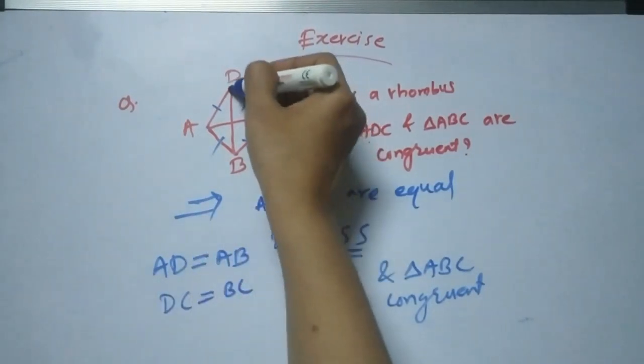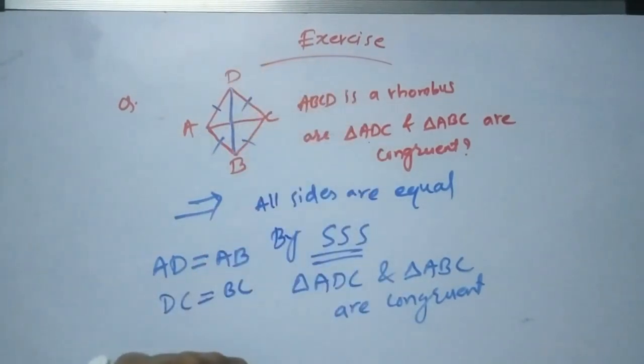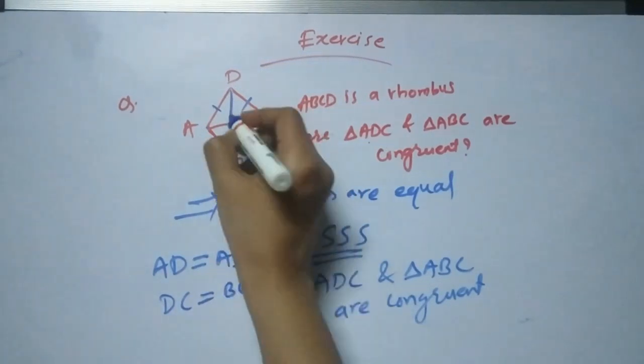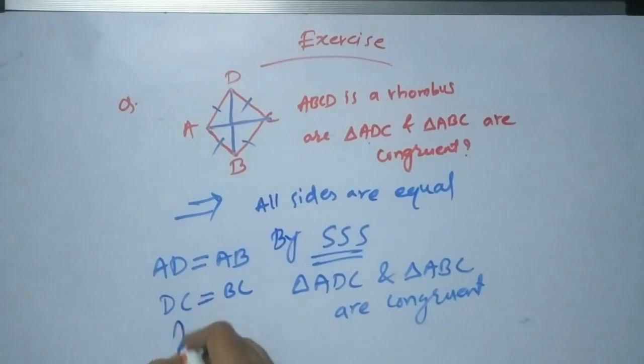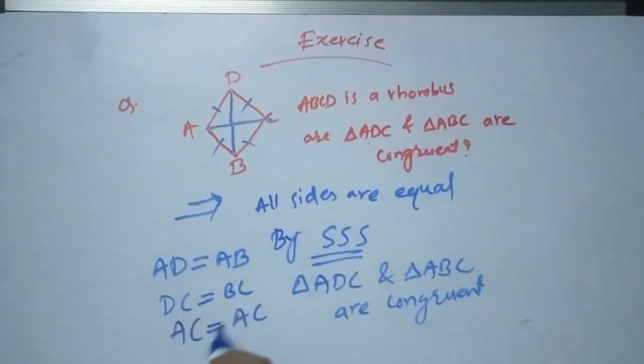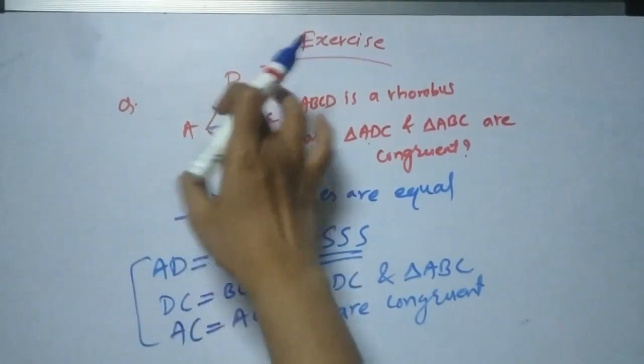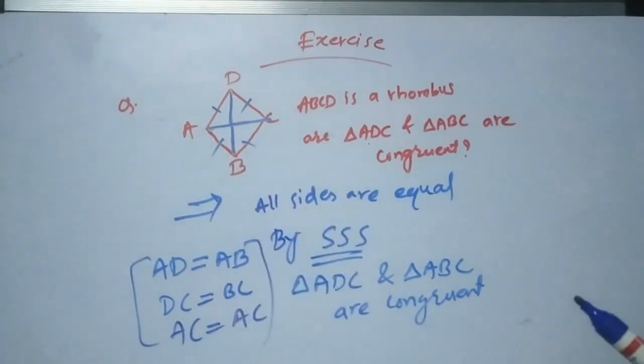Again, this is also a similar side in this one. Suppose we give this name. AC is common here. So the three sides of one triangle are equal to the three sides of another triangle. Then we can say by SSS criteria that these two triangles are congruent.